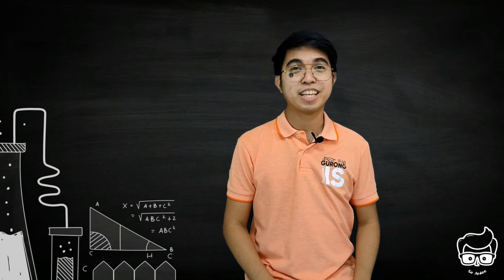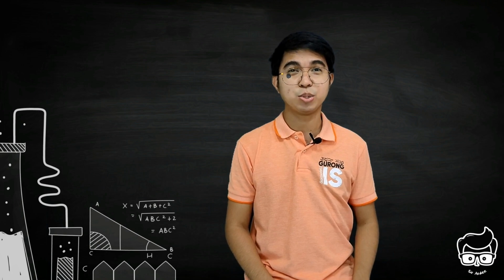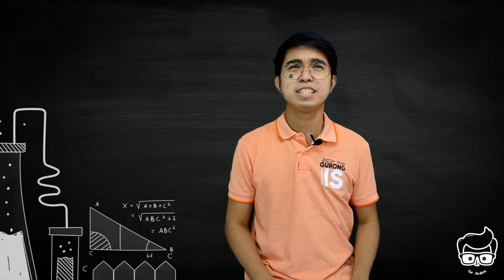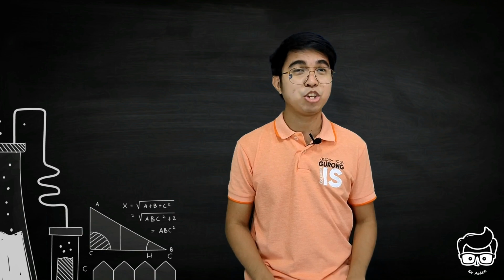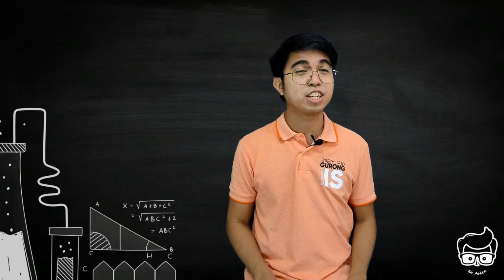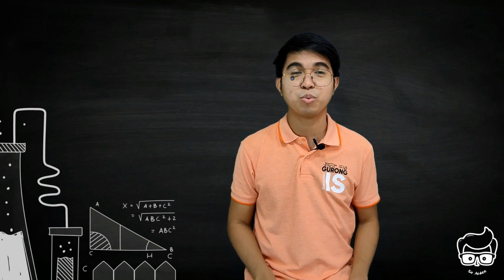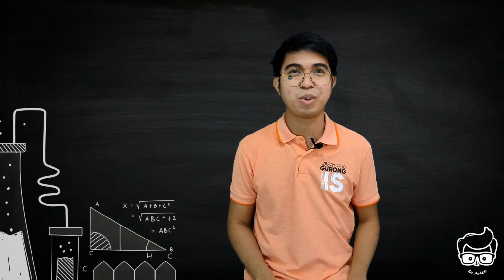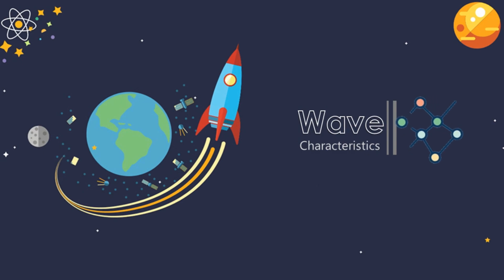Surface waves possess both transverse and longitudinal properties. This makes the particles in the medium move horizontally and vertically as the wave moves across the surface. Water waves are an example of surface waves. Now let's talk about wave characteristics.